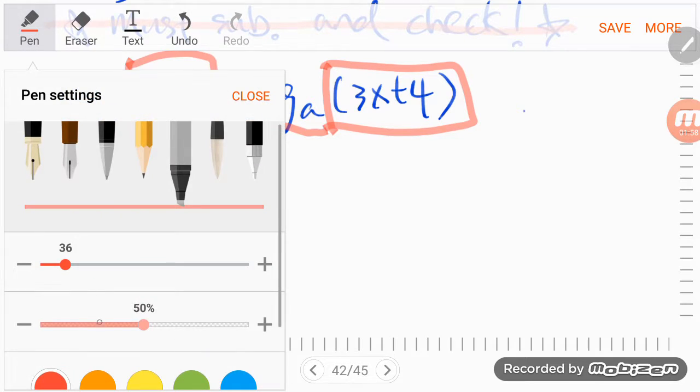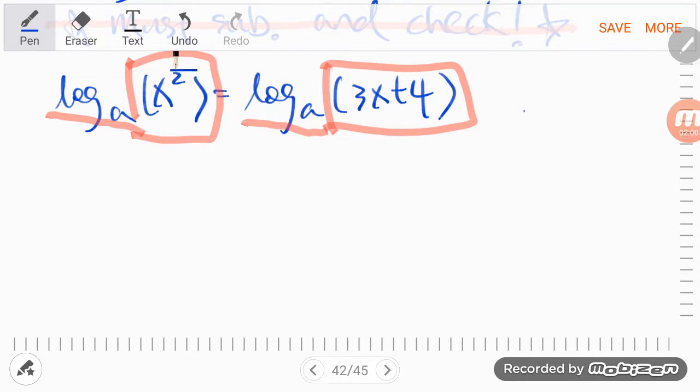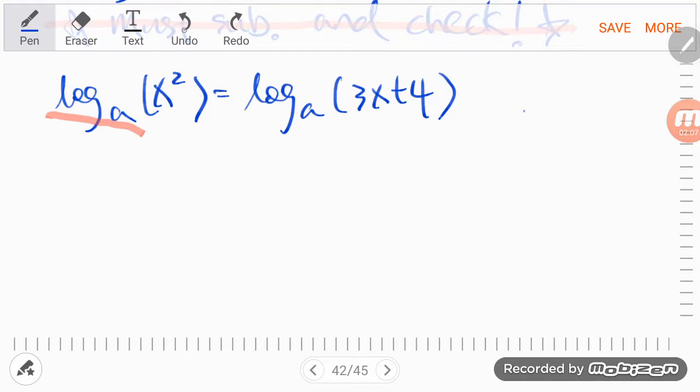In other words, I can automatically look at this part, right? So the ideal working will be this. The fast way is to say, okay, I know for sure that I'm taking log of something to the base of a is equal to log of another thing to the base of a. So I can say x squared is equal to 3x plus 4. Make sense? So this is the fast way, right? And that makes sense.